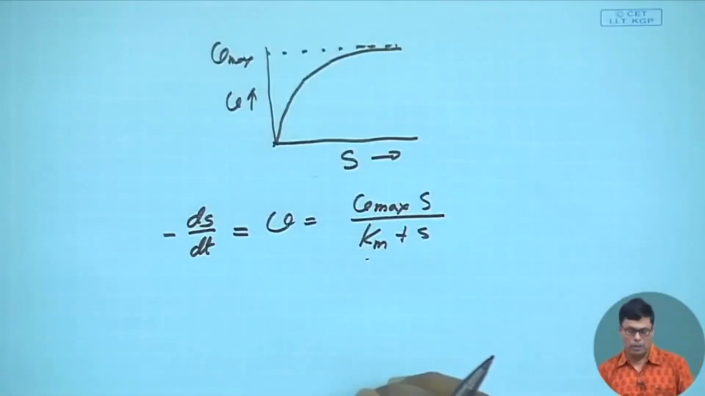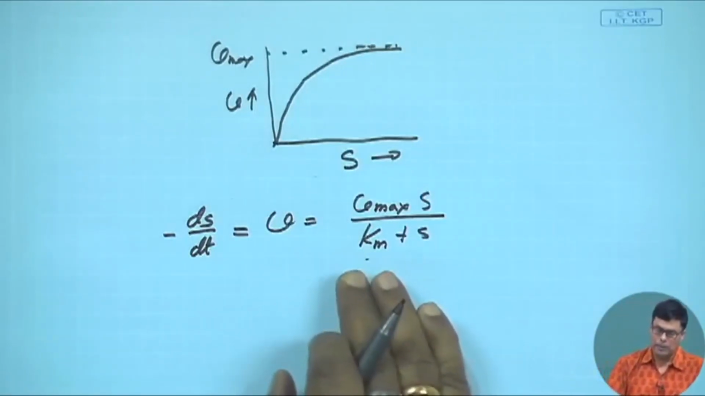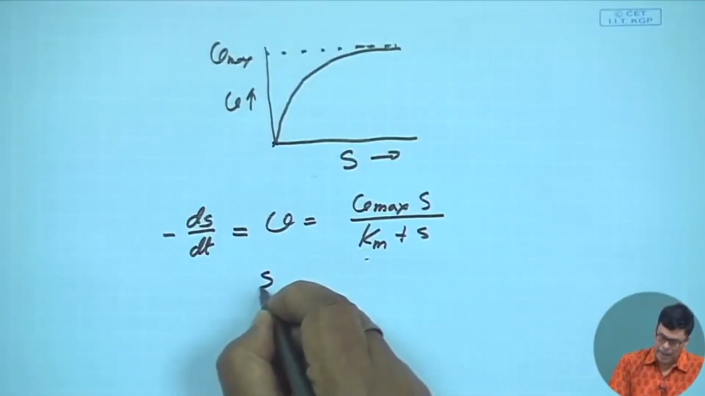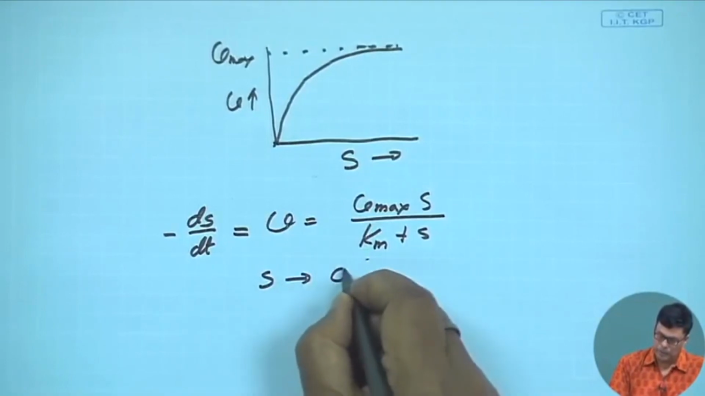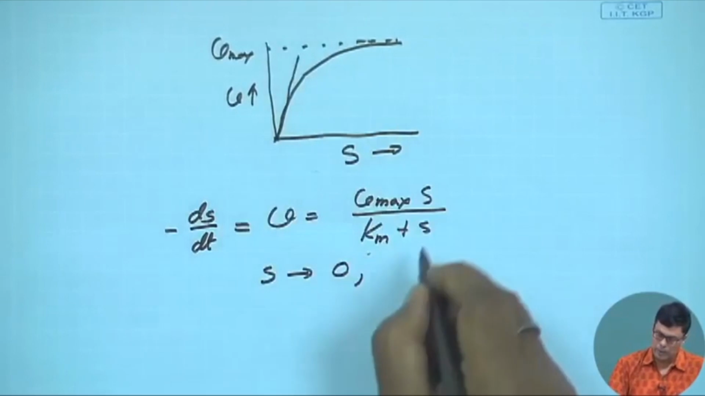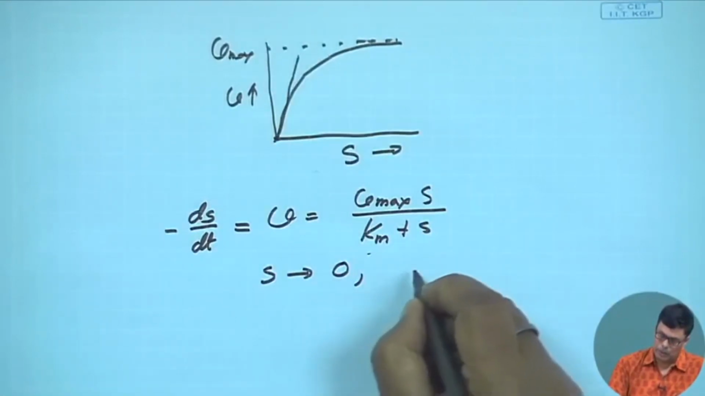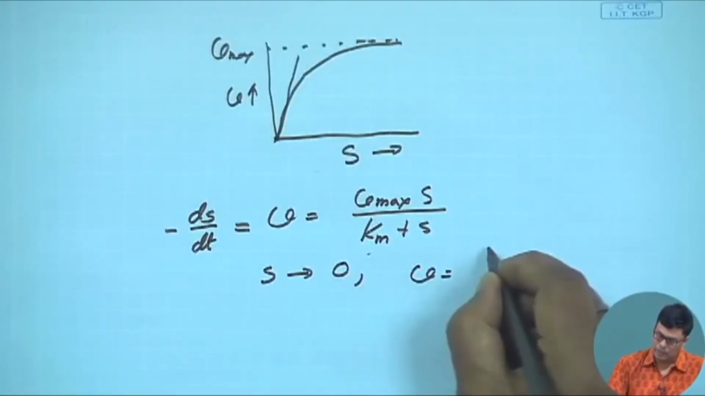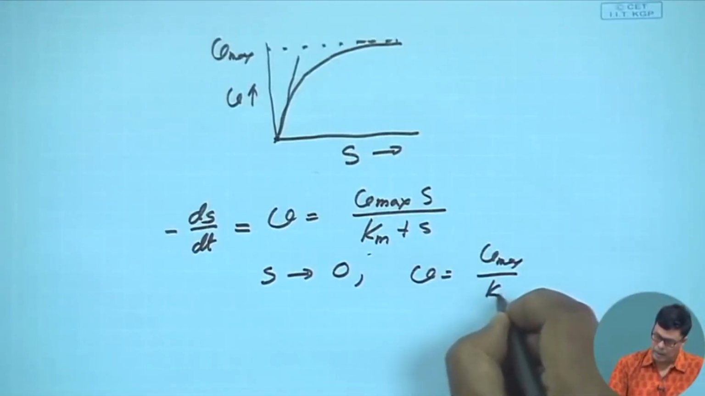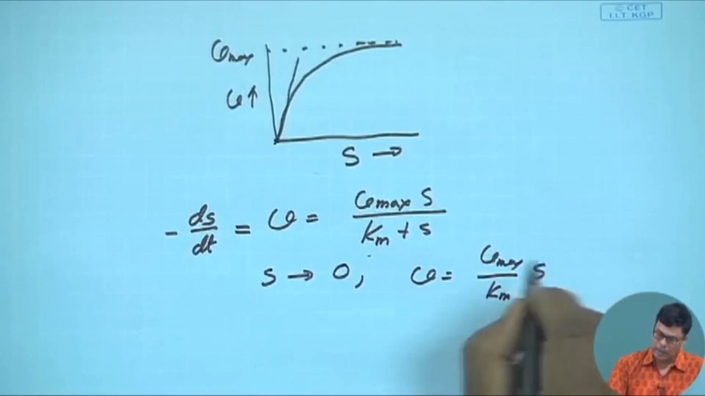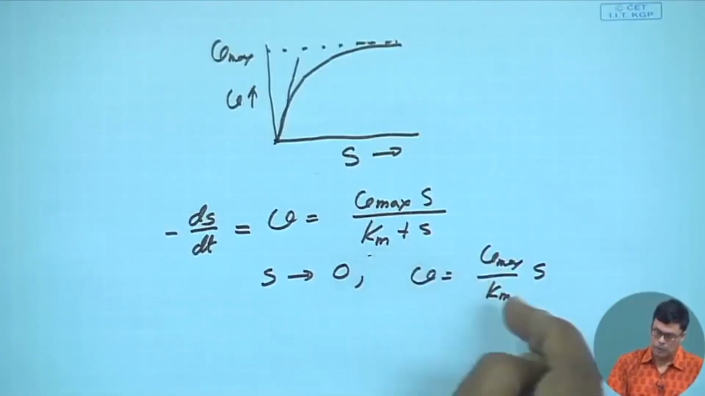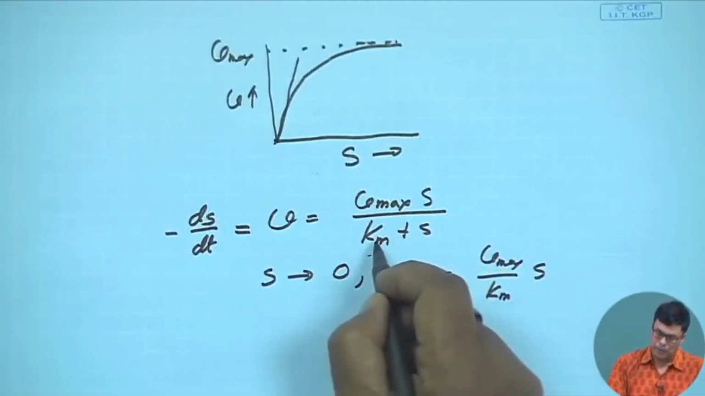The question comes, how did Michaelis-Menten propose this equation? Because if S tends to 0, then V tends to 0 here. If S tends to 0, I can write V equal to Vmax into S divided by Km. Tends to 0 doesn't mean it is 0. It is close to 0, so I can ignore it as compared to this one.